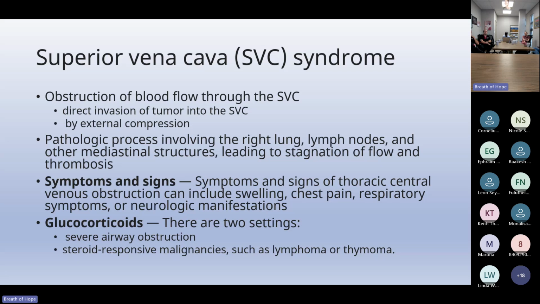Symptoms and signs of thoracic central venous obstruction can include swelling, chest pain, respiratory symptoms, or neurogenic manifestations because of congestion. The treatment is glucocorticoids. In most of our training at academic centers, most of these patients are given glucocorticoids. But glucocorticoids are actually indicated in 2 settings. One is when the patient has a severe airway obstruction, or second, if they suspect that the patient might have lymphoma, which responds to steroids, or thymoma.